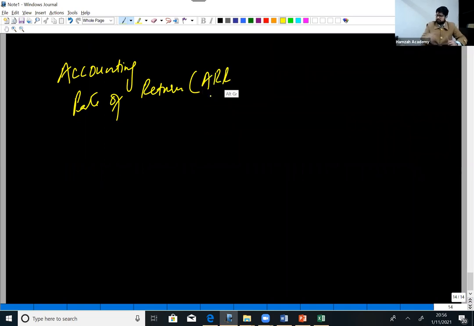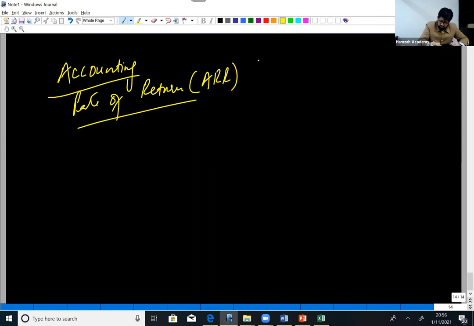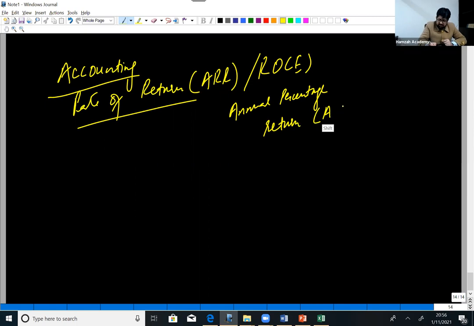So students, let us start with accounting rate of return, ARR. Students, you have studied return on capital employed in your earlier studies. It is basically a similar thing. It is also called annual percentage return, APR. Three names are used for it.